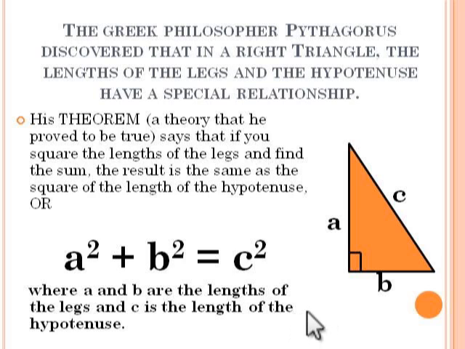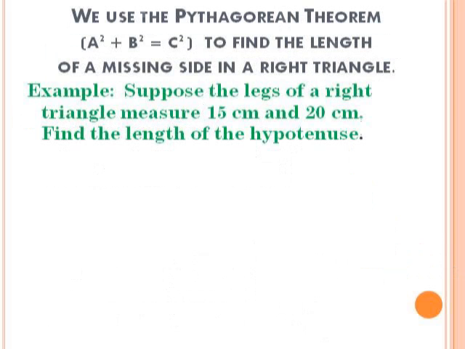So the question is, how do you use this? Because it's all full of variables. That's what we're going to discover, so we're going to move on to actually applying this. You use the Pythagorean theorem not to find area, not to find perimeter, not to find volume, obviously not, because it's not a three-dimensional object, but to find the length of a missing side in a right triangle.